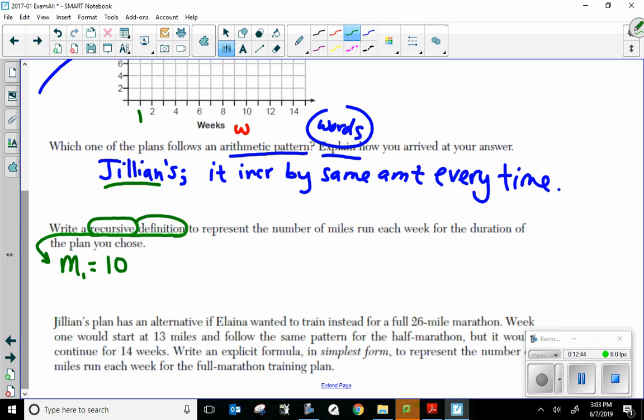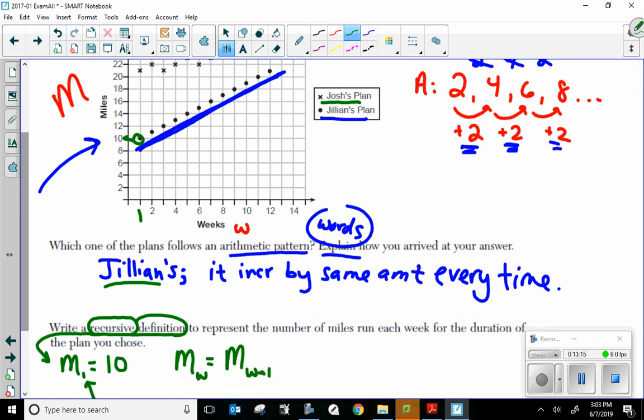Recursive also means you can only find the next term by using the term before it. So what does that mean? That means if I want to find the next term, whatever my W is, because I'm using weeks here, after week 1, if my W is 1, I know it's 10. I need to take my previous term, whatever W is, and subtract 1 from it. And what is the change? Well, to go from 1 to 2 here, I go up from 10 to 11. So I go up 1 and over 1. My slope is 1. So I'm just increasing by 1 every time.